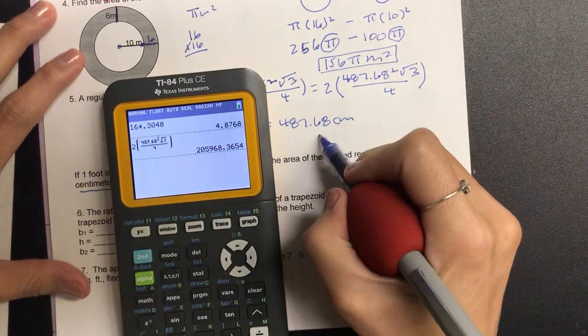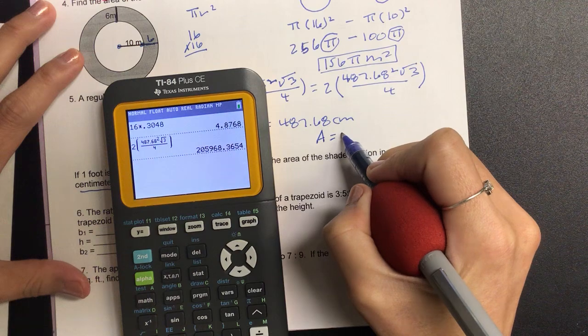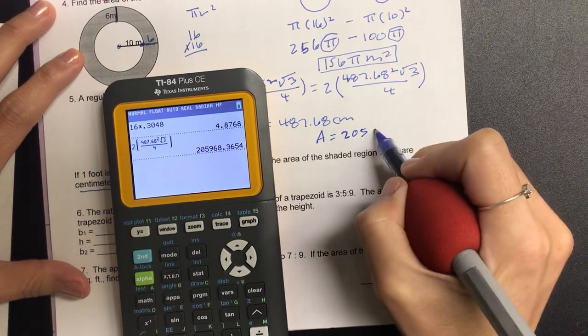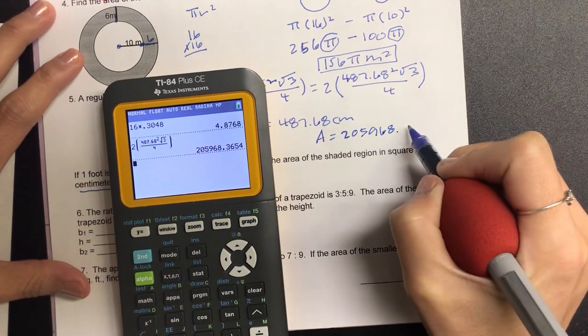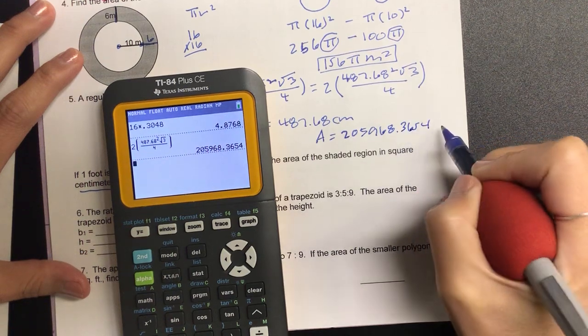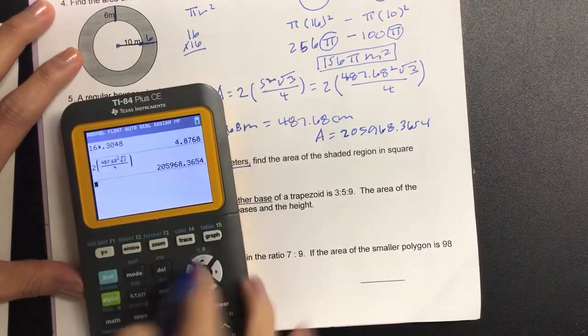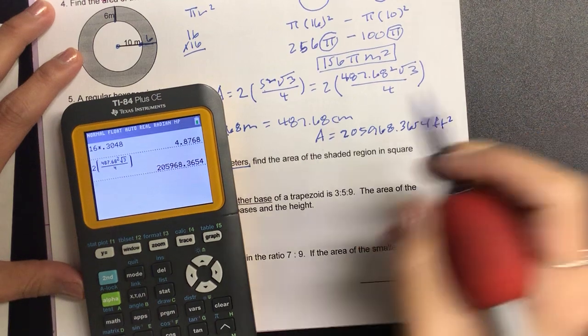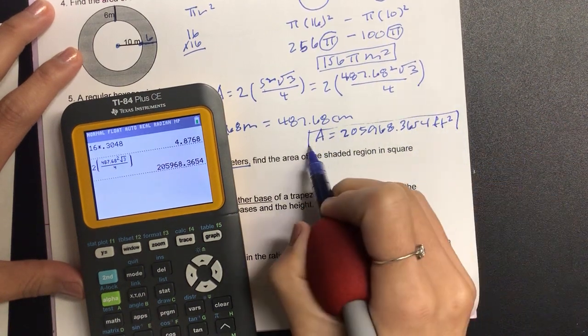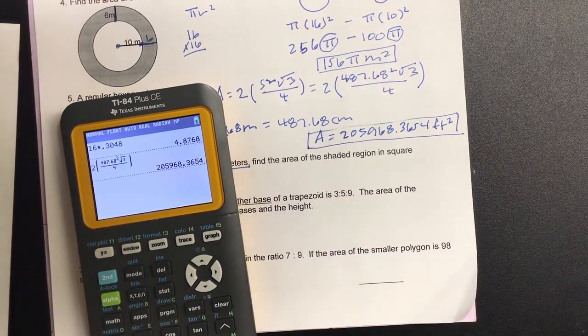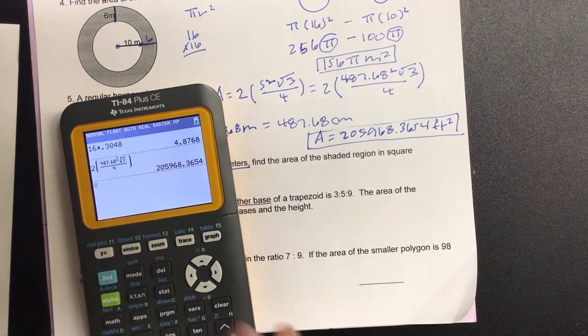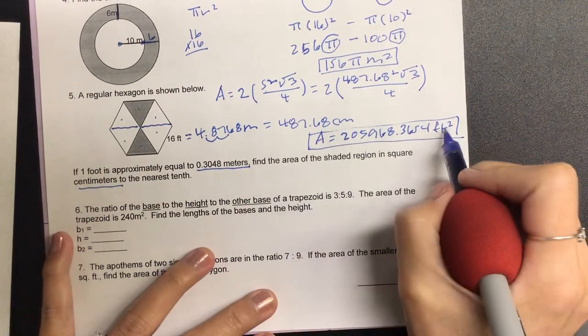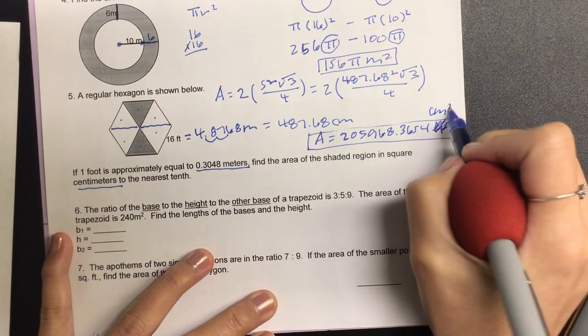So we know the area for this one is going to be 205,968.3654 feet squared. That should be everybody's bank account, right? It's feet, not centimeters. Is it feet or not centimeters? Oh, you got me. Centimeters squared, very good.